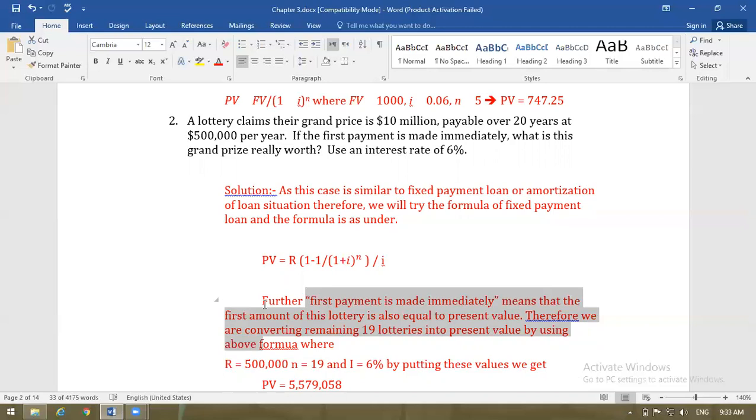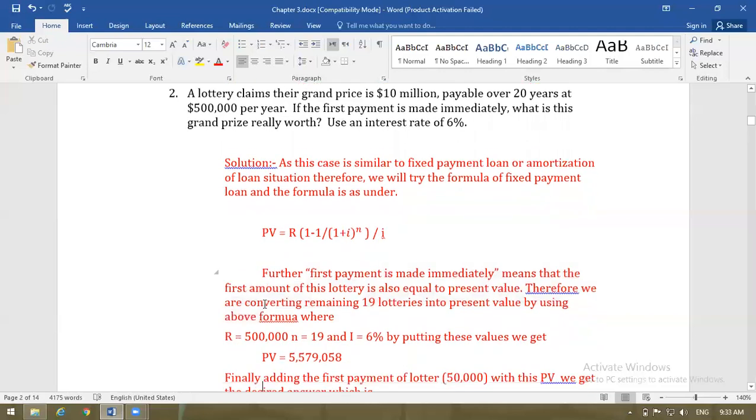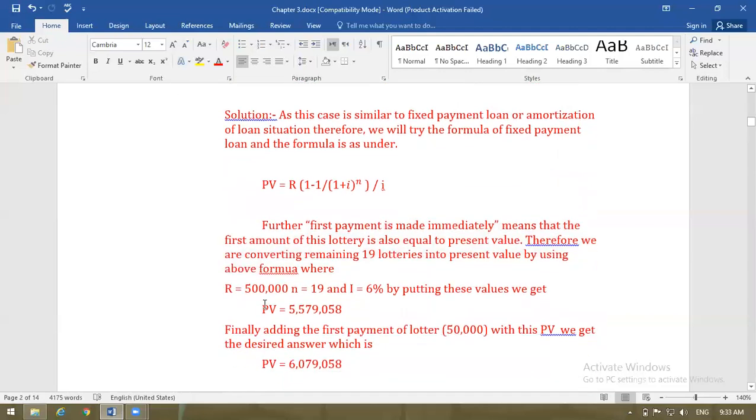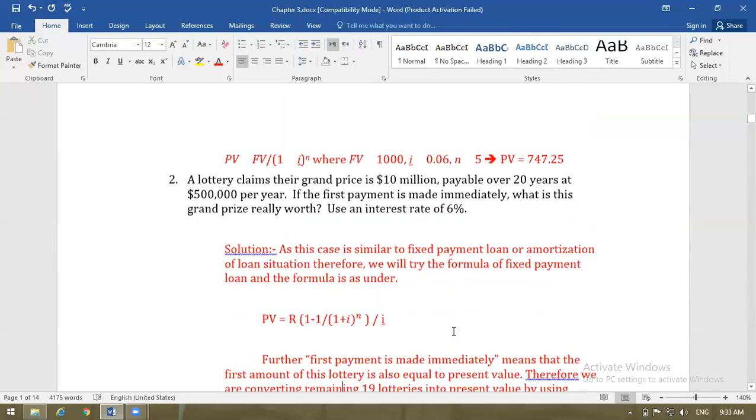By putting these values in the above formula, we can easily find out present value is equal to 5579058. This is the present value of 19 lottery payments. And the first is made immediately, so I am adding 5 lakh to this present value. So the worth of 10 million over 20 years at the rate of 5 lakh per year will be 6079058.